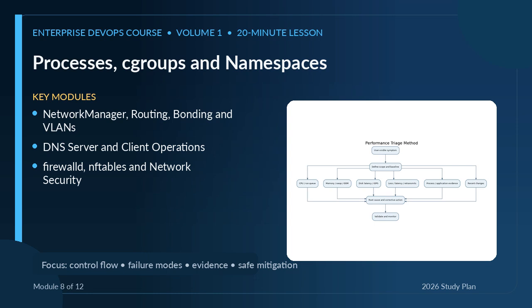The module on DNS server and client operations establishes the following ideas. DNS problems often appear as application failures, repository failures, or authentication failures. Separate name resolution from network connectivity and application transfer. A successful ping by IP does not prove that DNS works. A successful DNS lookup does not prove that the service port is reachable.